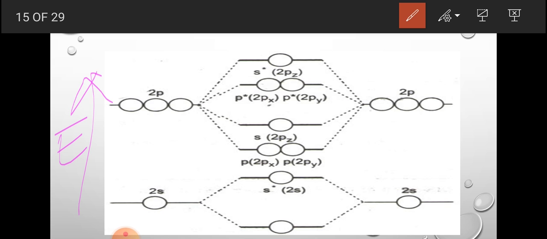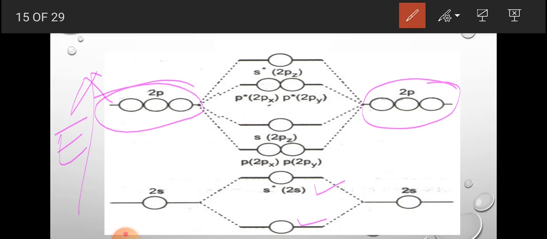So like this, first we will draw, then we will start filling the electrons. Sigma 2s, sigma star 2s, then 2p, 2p with the same energy, any we can take. 2px, 2py, pi 2px, pi 2py, sigma 2pz, pi star 2px, pi star 2py, sigma star 2pz. Like this we have made the orbitals.